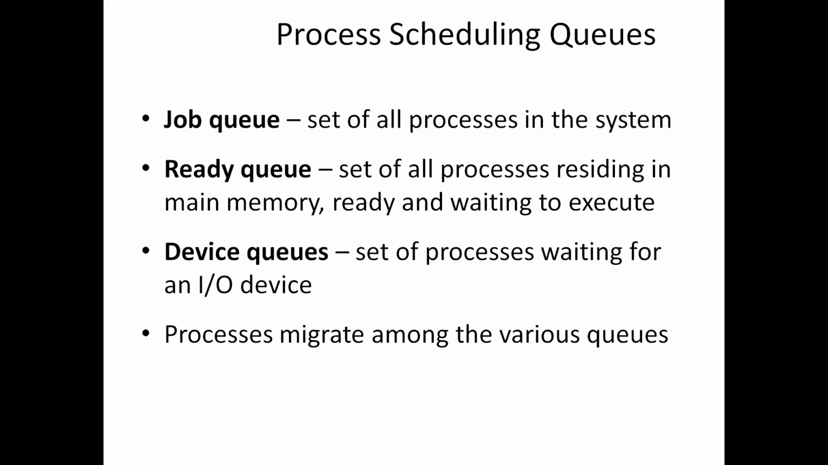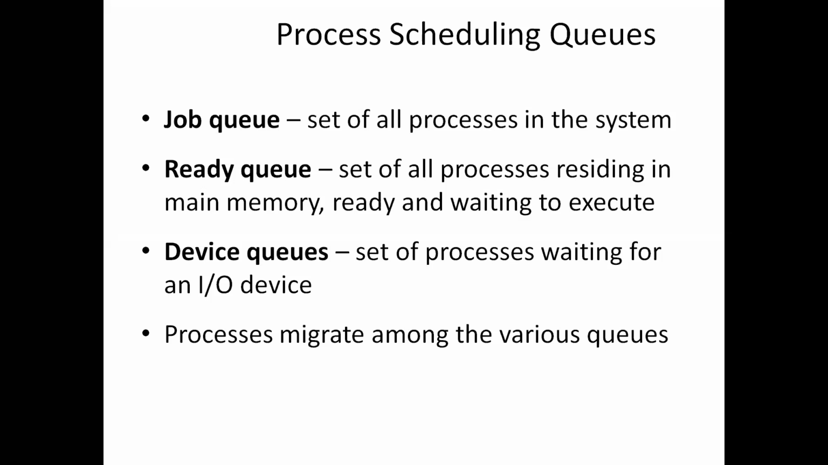Next we have the device queue. It is a list of processes waiting for a particular IO device. When the CPU is allocated to a process, it may execute for some time and then quit, or it may wait for an interrupt to occur. Such processes will be stored in the device queue.